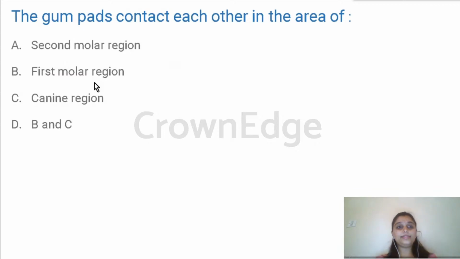This is a very interesting question. Gum pads contact each other in the area of: A, second molar region; B, first molar region; C, canine region; D, option B and C. Is it first molar region or the canine region? Okay. Rupsi Gupta has given us an answer. Anybody else waiting to answer this question?